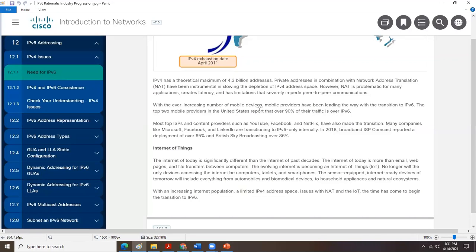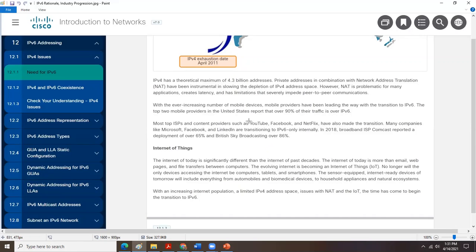The bigger problem is the mobile devices. There are literally billions of devices in circulation now, and we said that by 2025, they expect to have to support 50 billion devices.